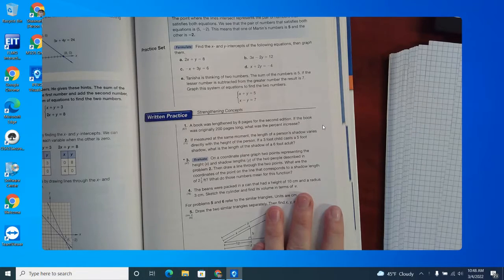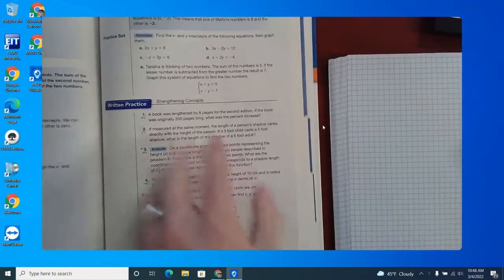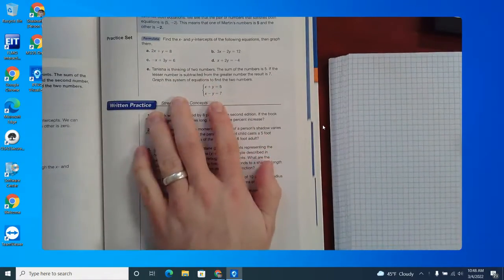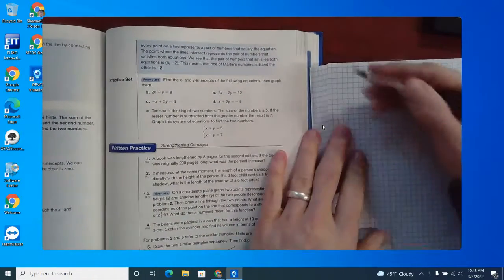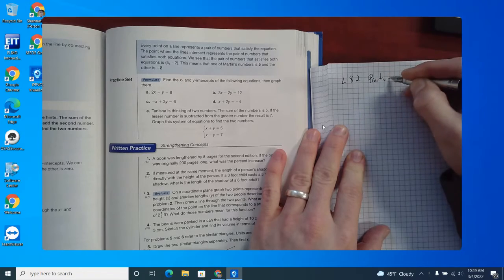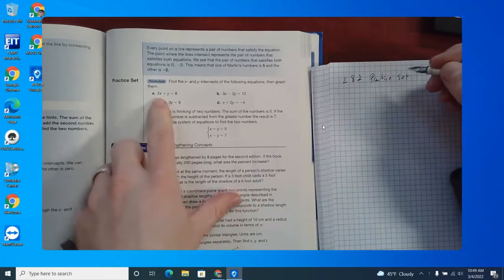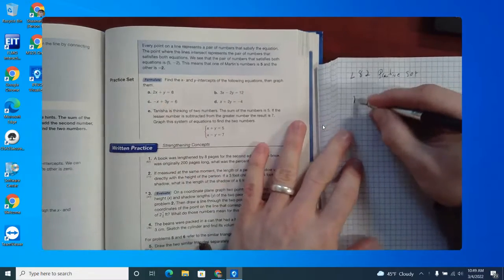I was asked to do the practice set from now on, so I'll do the actual math for the practice set. This is the Lesson 82 practice set. I already did A for you in my other lessons. Let me show you B.